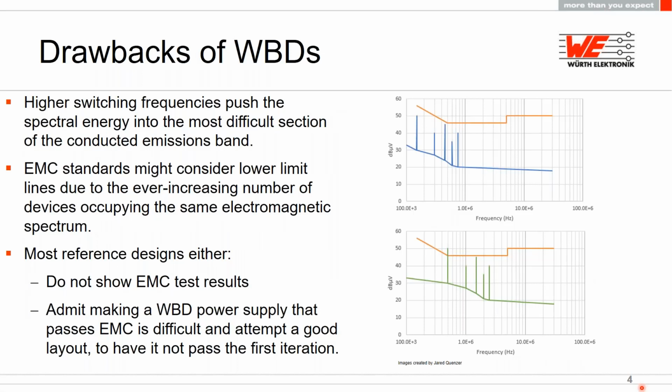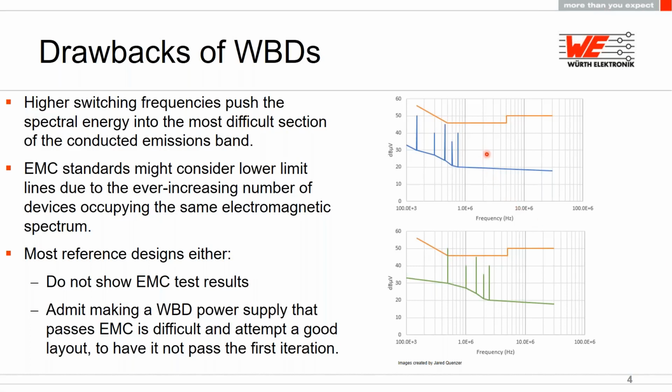One of the reasons for choosing a wide bandgap device is to use higher switching frequencies to decrease the size of the magnetics. However, when you use higher switching frequencies, there are some drawbacks because this pushes the spectral energy into the most difficult section of the conducted emissions band.